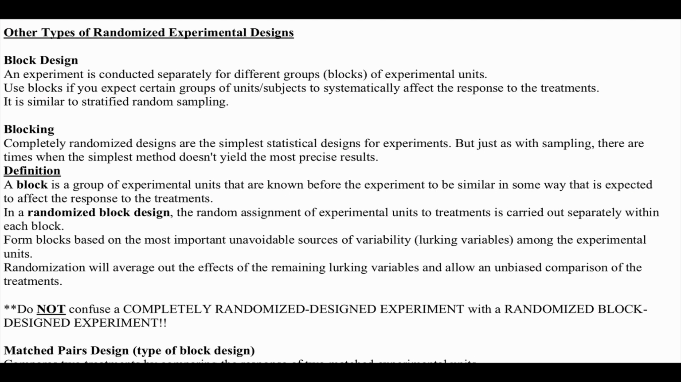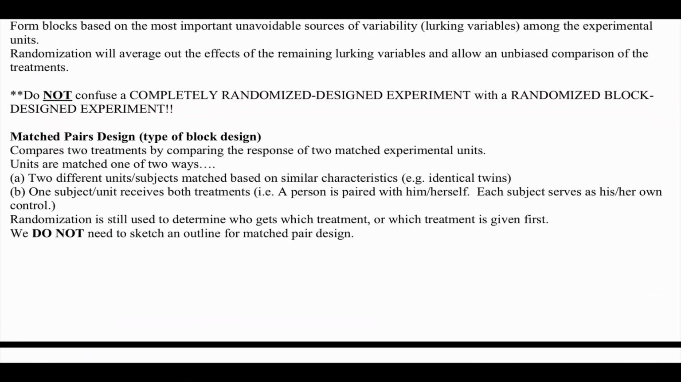Randomization will average out the effects of the remaining lurking variables and only allow an unbiased comparison of the treatments. Don't confuse this with the ones we've done before. And I'm going to explain. We're going to skip matched pairs for right now. We'll do matched pairs tomorrow. Let's go to this example right here. Next page, top of the next page.